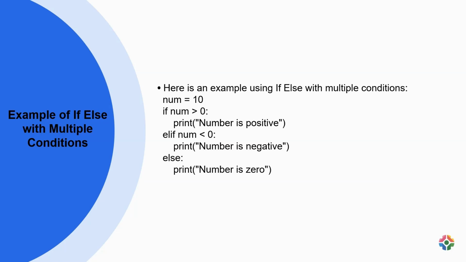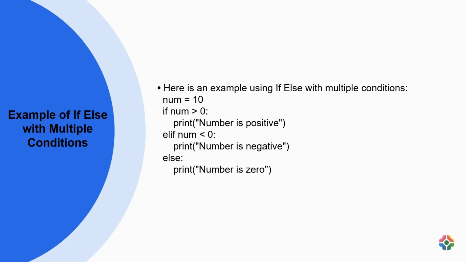If the first condition is met, the corresponding block of code executes. Otherwise, it moves on to the next condition. In the provided example, the variable num is set to 10. The program first checks if num is greater than 0 and prints number is positive if true. If the first condition is not met, it proceeds to the next condition, checking if num is less than 0.